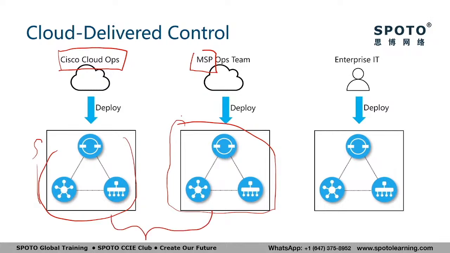These 2 solutions are basically the same. The only difference is at the back end: who manages that. If Cisco manages that, it's Cisco Cloud Ops. If it's managed by the service provider, it's MSP Ops Team. Most commonly used is probably this one, the enterprise IT model. It's the customer themselves who deploy the management cluster and manage it by themselves.